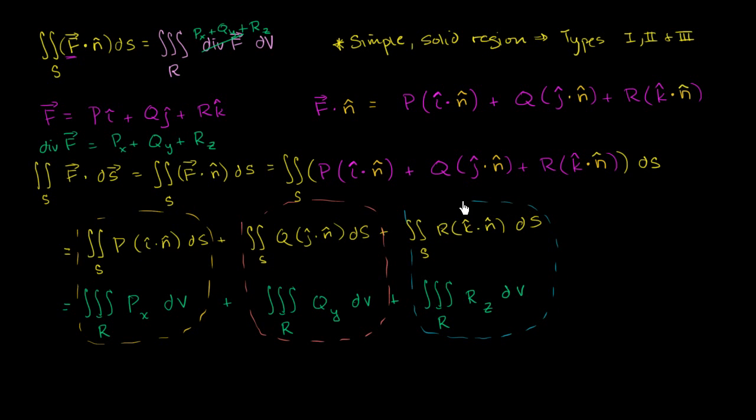And in particular, we're going to focus the proof on this, and we're going to use the fact that our region is a type 1 region. It's a type 1, type 2, and type 3. But we're going to use the fact that it's a type 1 region to prove that these two things are equivalent. And then you can use the fact that it's also a type 2 and type 3 region to make the exact same argument as to why this is equal to this and why this is equal to that.